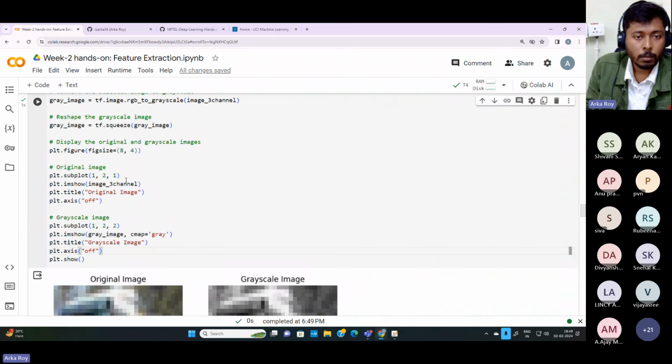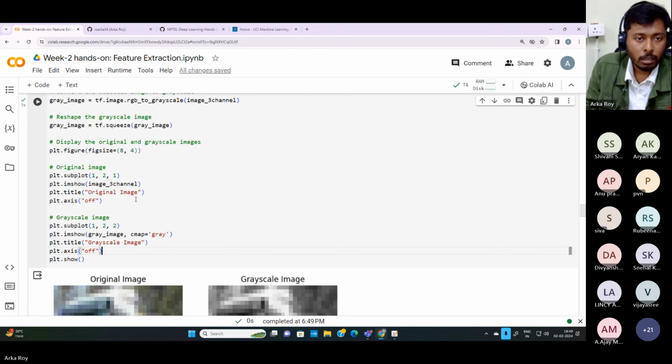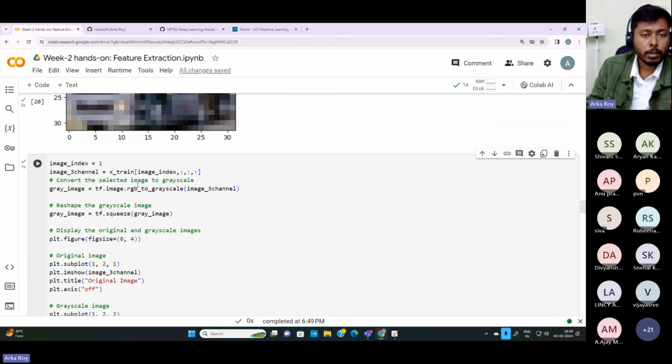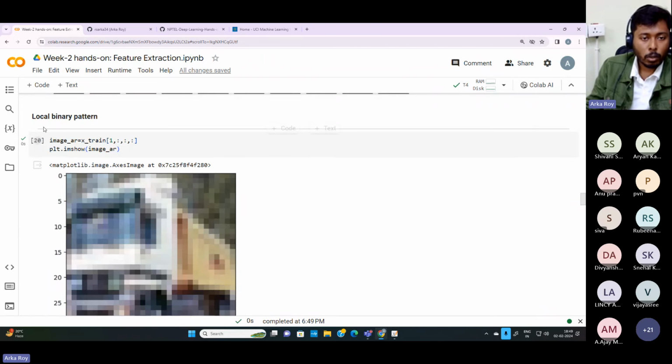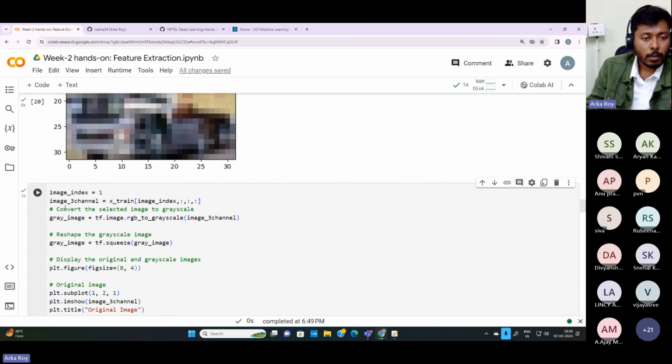Okay, so this part I think you guys have missed. Over here, what we'll be doing is extracting the local binary pattern. This image is an RGB image, that means a 3-channel image. First, we need to convert the 3-channel image into a grayscale image. For that, we first extracted the 3-channel image from the training dataset. From xtrain, with the image index, I want to fetch the first image, so the index will be 1, and I will keep the rest of the dimensions. Then I need to convert this 3-channel image into a grayscale image.